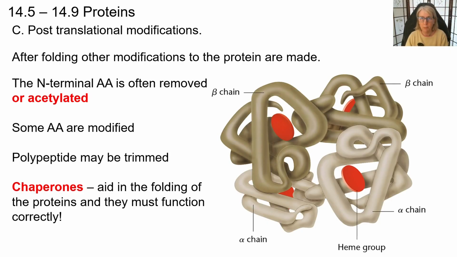I can trim my polypeptide. I can create a protein at this point that is not active until I do one more step to turn it on. This way I can store a lot of proteins without having to worry about the fact that they might be hydrolyzing or breaking things down. The things that help me do this are called chaperones. Chaperones are proteins that aid in the folding of other proteins.